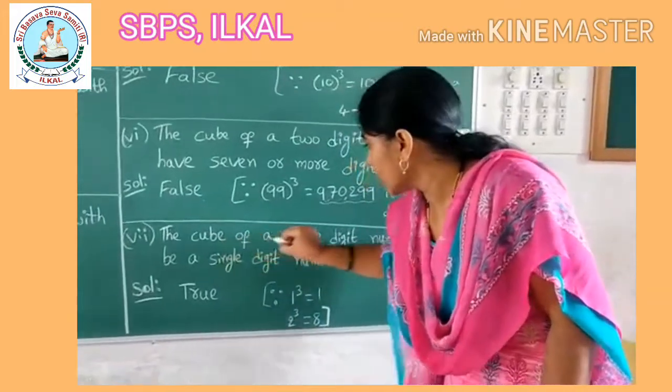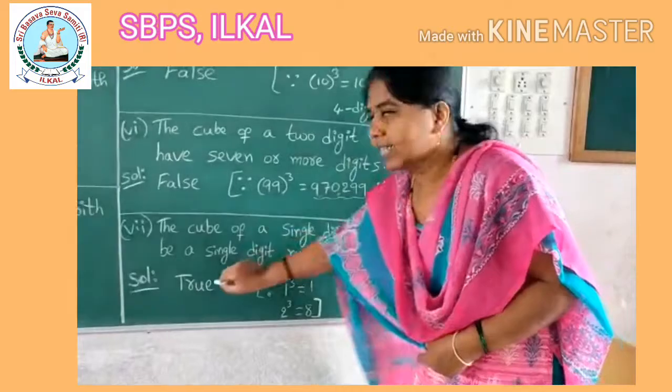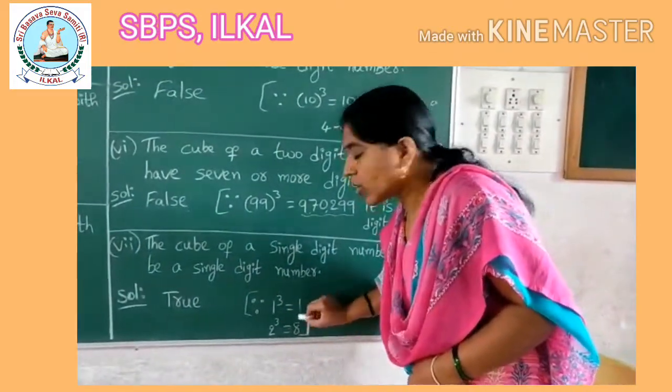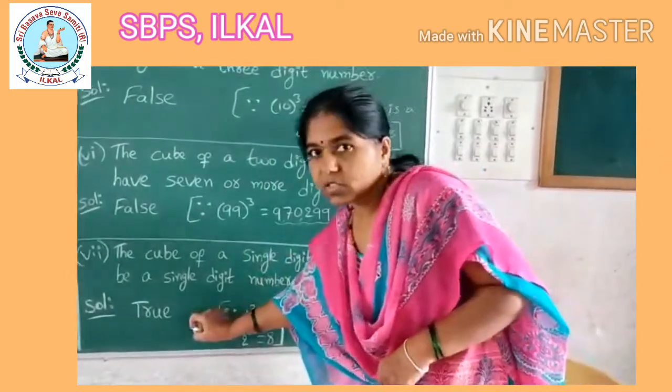Last one, the cube of a single digit number may be a single digit number, they given. It's true, because 1 cube is equal to 1 and 2 cube is equal to 8. We got single digit number answers. Therefore, the given statement is true.